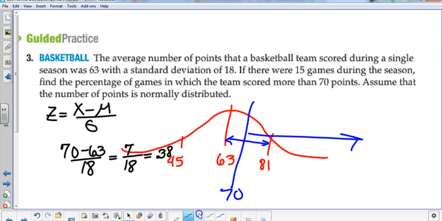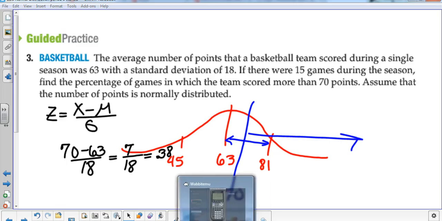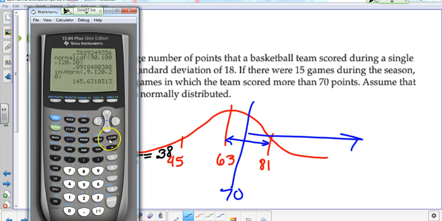Then we used the area under the curve, the normal distribution. We went to normal CDF and we said we want from 70 on up. The upper limit needs to be at least 4 standard deviations above. So we could take 4 times 18 is 72 and add that to the mean of 63 and get 135. But we also talked about that if you just want all the way up, you could put 999 or something there, right?